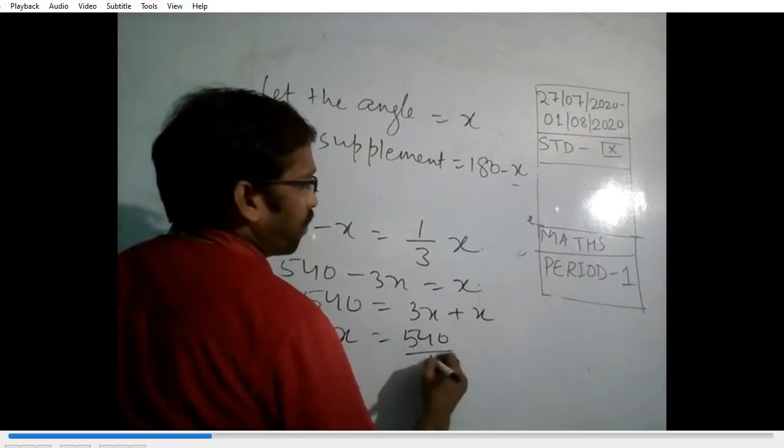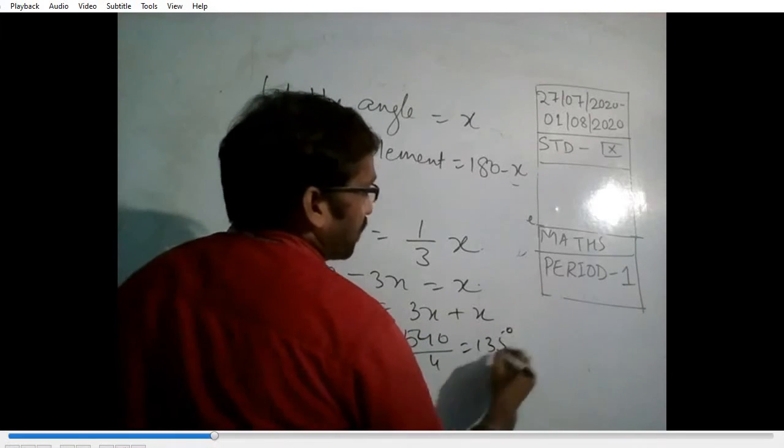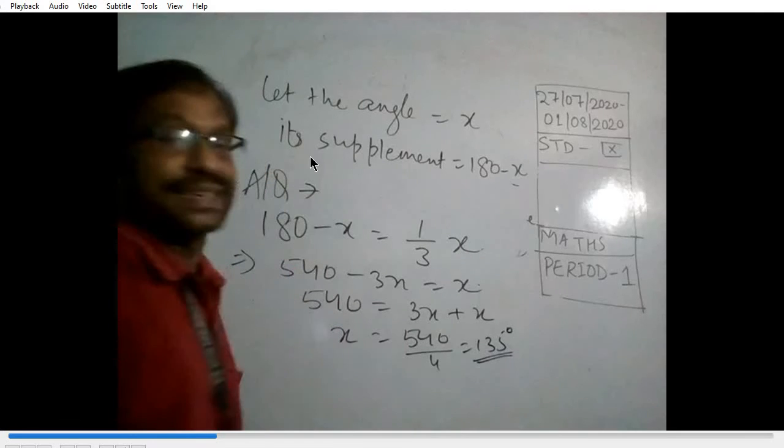See, always remember one thing, class. If one angle is X, then its supplement will be 180 minus X. Its complement will be 90 minus X. Always remember, this is true for every angle. If one angle is X, its supplement will be 180 minus the given angle, that is X here. Similarly, its complement will be 90 minus X here. Okay, so just see this.